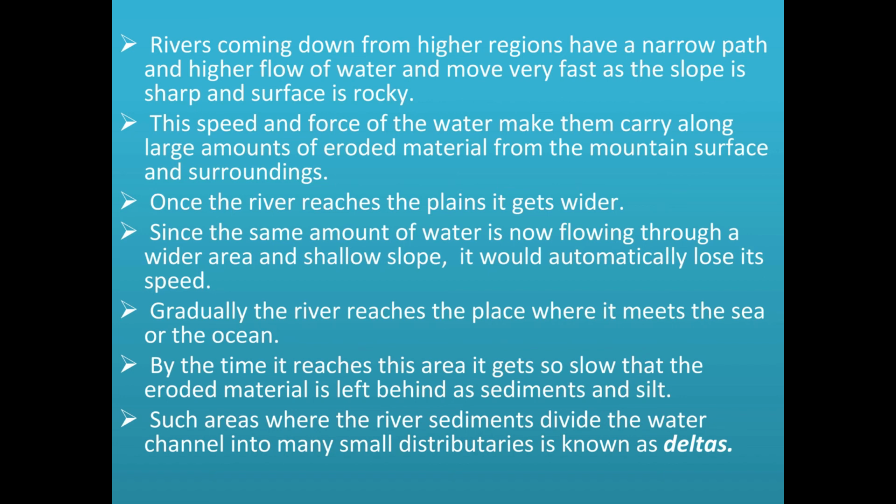Gradually, the river reaches the place where it meets the sea or the ocean. By the time it reaches this area, it gets so slow that the eroded material is left behind as sediments and silt. Such areas where the river sediments divide the water channel into many small distributaries is known as a delta.